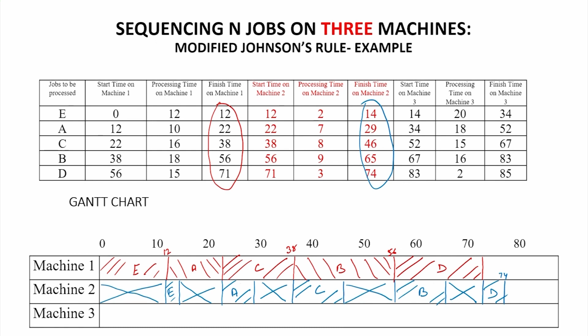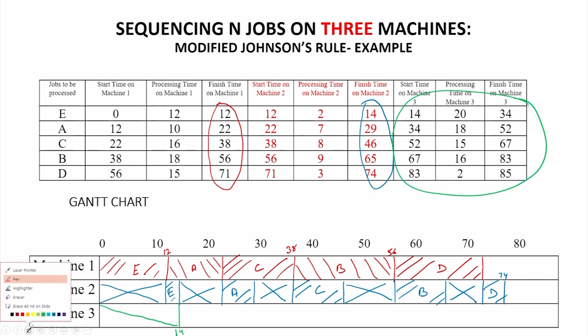Now, coming to machine 3, let us pick the green color for this. These are the processing times, and this is the finishing time. We will take this particular matrix for machine 3. It will start at 14. Prior to that, the machine is not having any task.